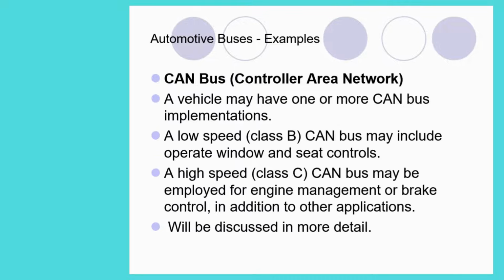CAN, Controller Area Network. CAN is implemented on most new vehicles. A vehicle may have one or more CAN bus implementations. A low-speed Class B CAN bus may operate window and seat controls, while a high-speed Class C CAN bus may be employed for engine management or brake control. CAN bus will be discussed in more detail later in the course.